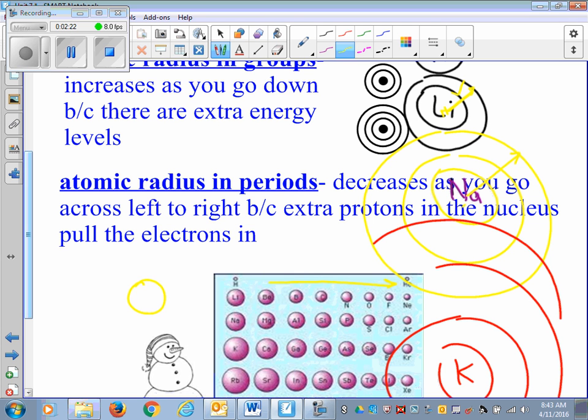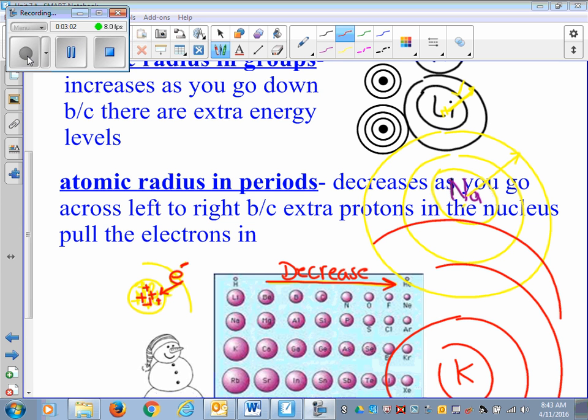So more protons in the nucleus gives more power to the nucleus. If it has more power, it will pull the electrons inside. Electrons are negative, protons are positive. So they will pull the electrons inside. If you have more protons in a nucleus, the more the power is going to be. So the radius decreases as you go across the period, because we are adding more protons to the nucleus.